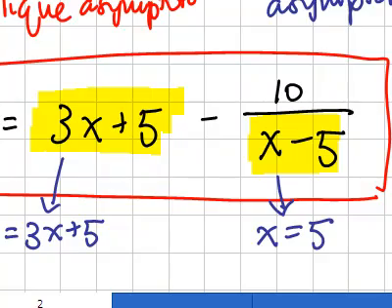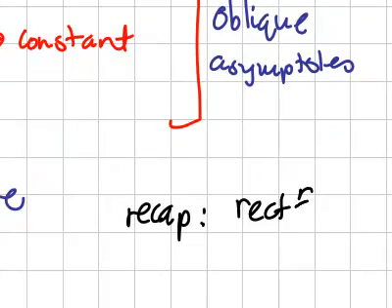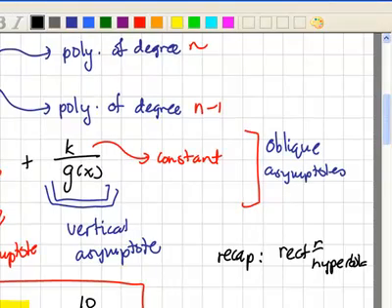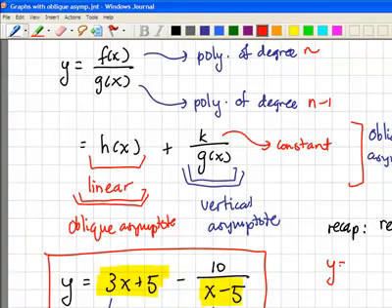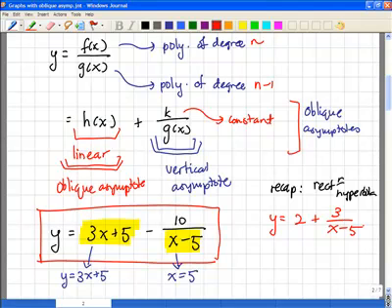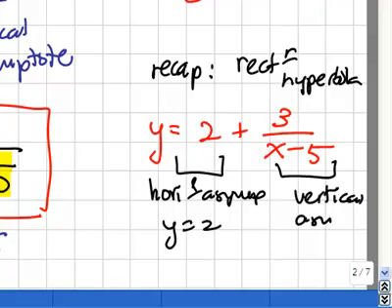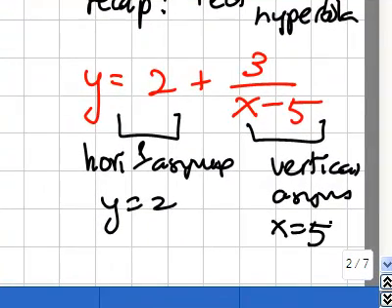Now, if we compare this with our recap of the rectangular hyperbola, remember that the rectangular hyperbola has an equation of this form: y equals, let's say, 2 plus 3 over x minus 5. Remember that this part here will give you the horizontal asymptote, which is y equals 2, and this part here will give you the vertical asymptote of x equals 5. Alright, so this is the structure of your oblique asymptote.